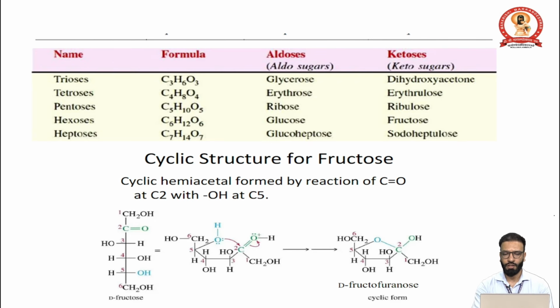Then glucose can exist in either an acyclic or a cyclic structure, but most of the time glucose or any sugar exists in the cyclic form. And here we are showing how this cyclic form is formed. So here we have D-fructose, right?